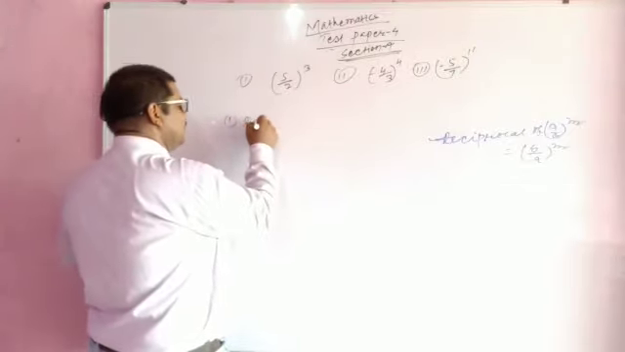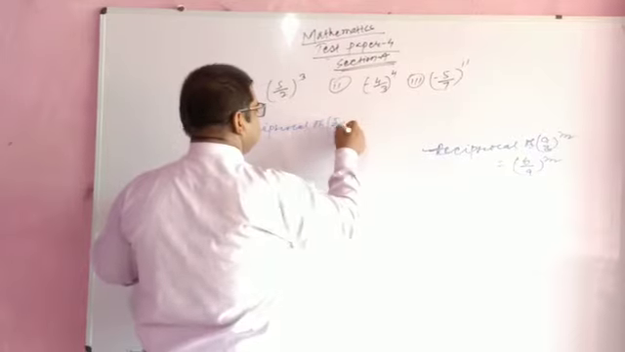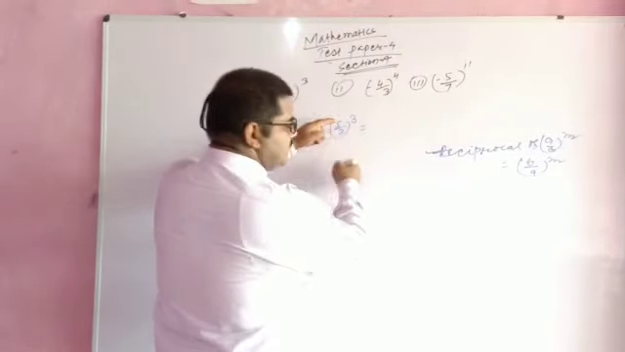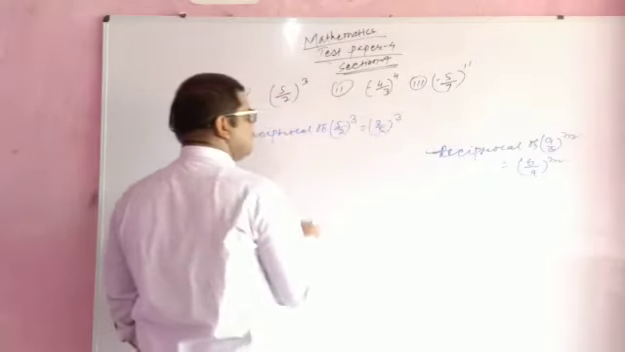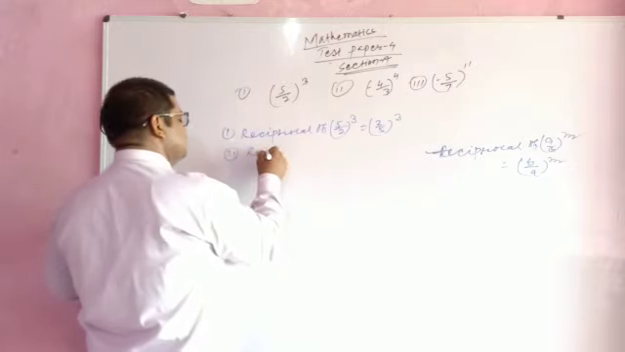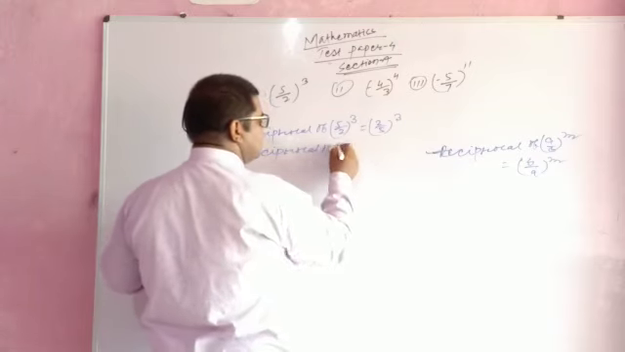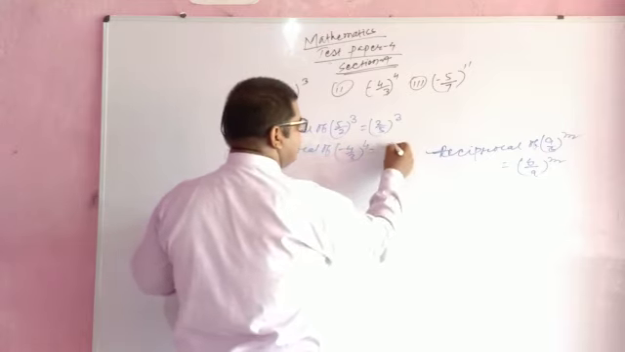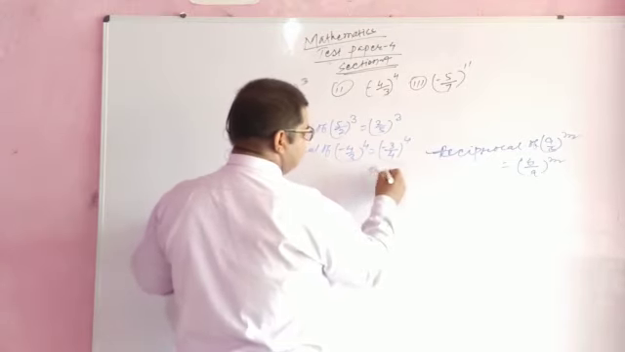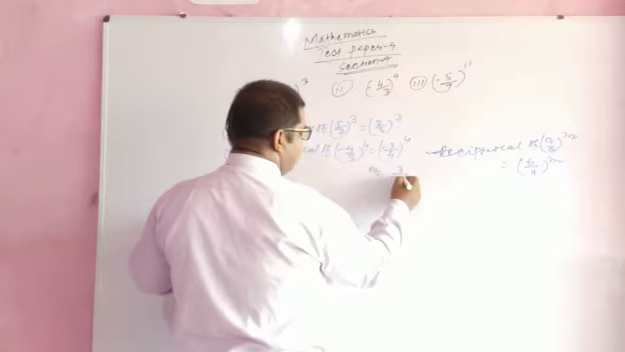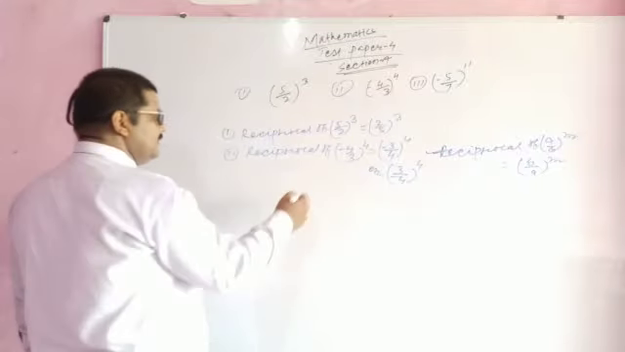Actually, first question: the reciprocal of (5 upon 2) to the power q. You just change its denominator and numerator: (2 upon 5) to the power q. Second question: the reciprocal of (minus 4 upon 3) to the power 4 can easily be written as (minus 3 upon 4) to the power 4, or some students can write (3 upon minus 4) to the power 4.